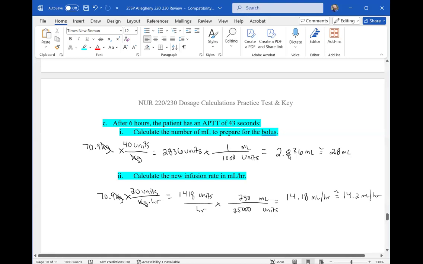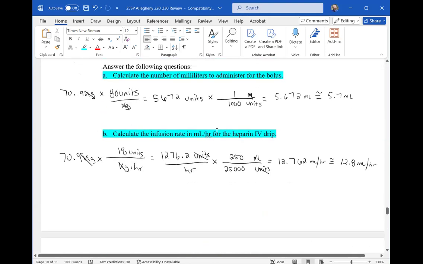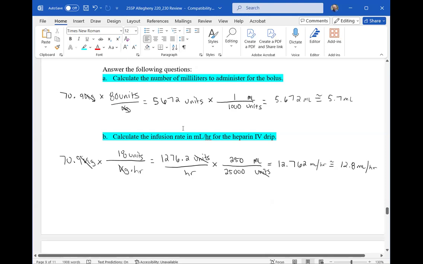And then if you want to do the second part, you can decide what APTT you want to use and then just follow the protocol. But like I said, I don't think you're going to need to worry about that too much. I feel like you're just going to get these first two questions here.